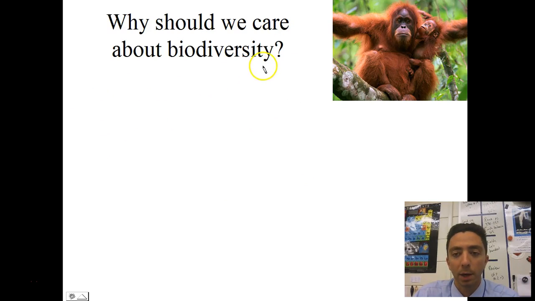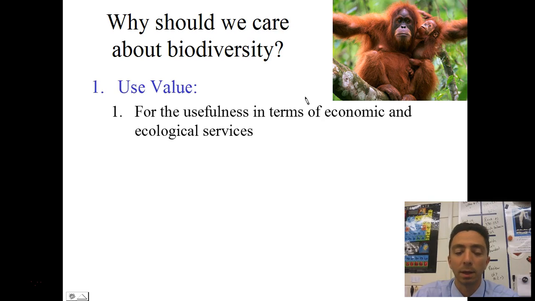So why do we really care about this? This is one of those questions that is easy to ask, but a little more difficult to answer. There's really two main reasons why we should care about biodiversity, besides that it looks really nice. One of them is for the use value. The use value is how can we benefit from having them around. There are a couple ways we can benefit from having them around. The two biggest are the economic and ecological services that they provide.